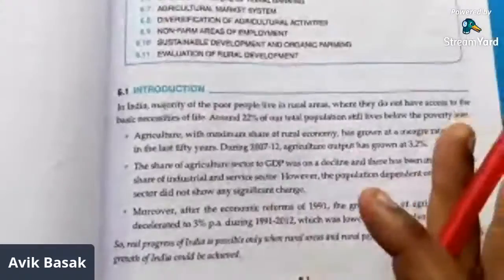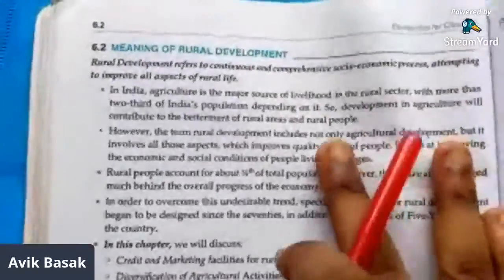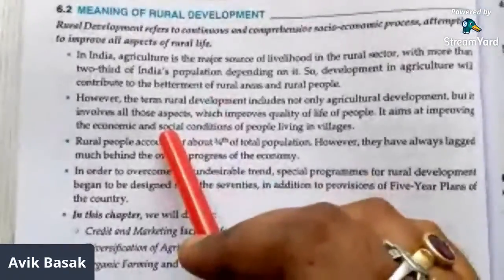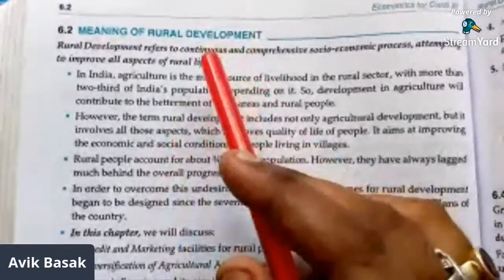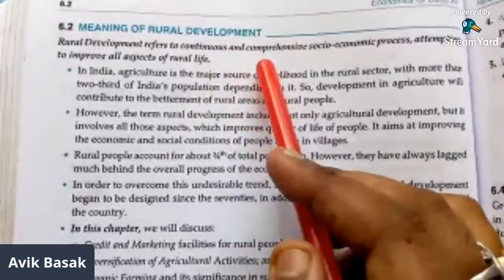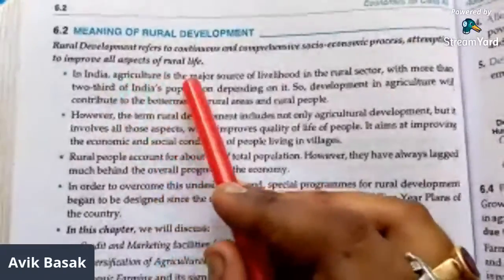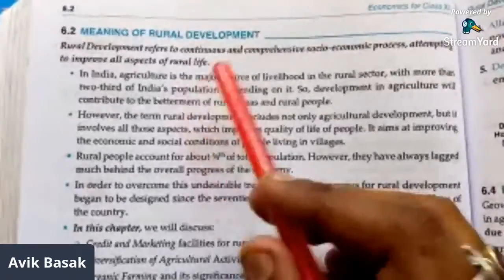Now we will see the steps, the initiatives taken by the government. First of all, students, before going to the achievements, we will first go to rural development. What do you understand by rural development? It means continuous and comprehensive socio-economic progress attempting to improve all aspects of rural life. What does socio-economic progress mean?